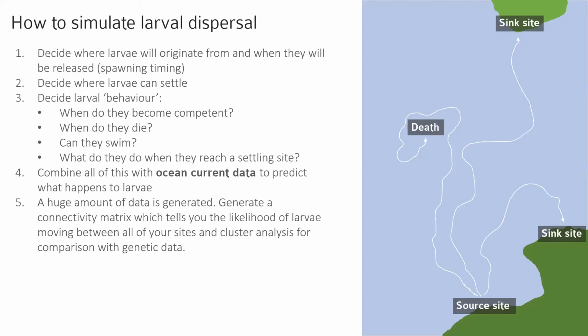Then you combine all of this information with ocean current data, and the computer predicts where the ocean currents transport your coral larvae. You repeat this for millions and potentially billions of virtual larvae from all of your different reef sites in your region of interest. Once the computer has predicted where your coral larvae are going, it calculates the likelihood of a coral larva going from one reef to another reef, and that directly gives you connectivity information.